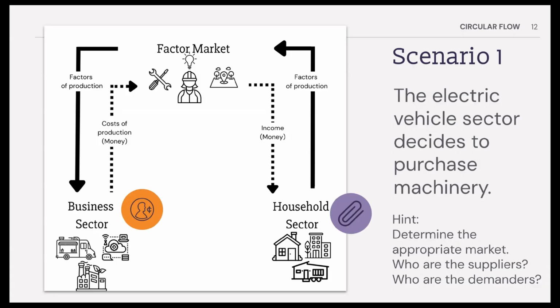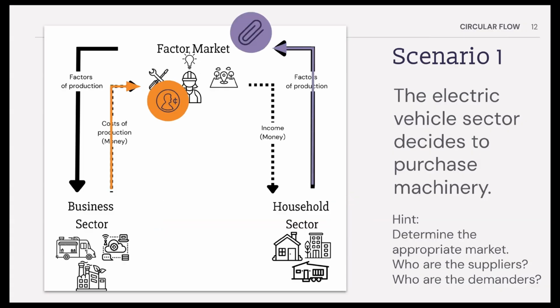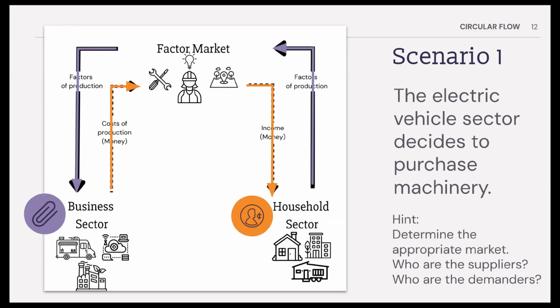We have the paperclip representing a factor of production and the penny representing money moving into the factor market and then around the board so that the factors of production move from the household to business and the money moves from the business to the household sector.